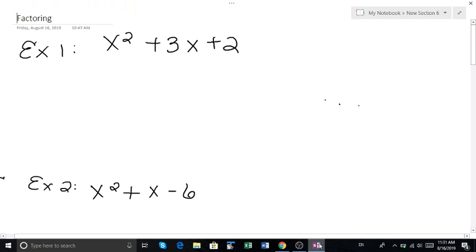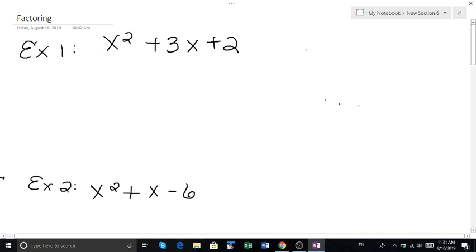Hi everyone. I know that factoring tends to be a little bit of a tough area for a lot of people, so I thought I would do some examples on video for you guys to watch and hopefully it would help you out. Alright, so let's look at x squared plus 3x plus 2.